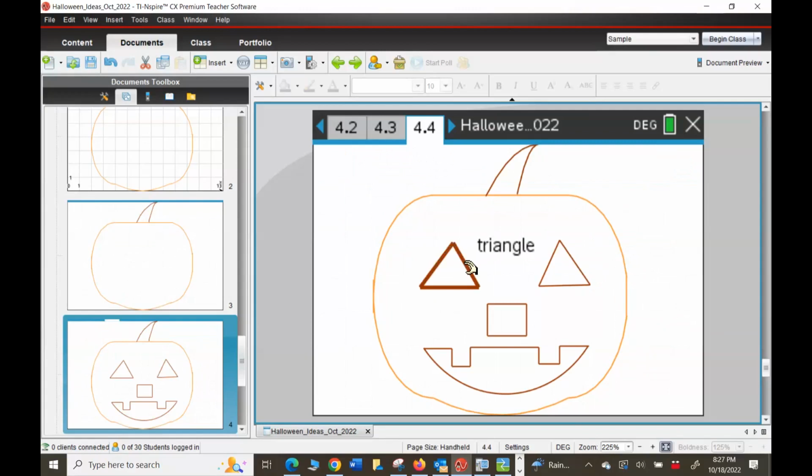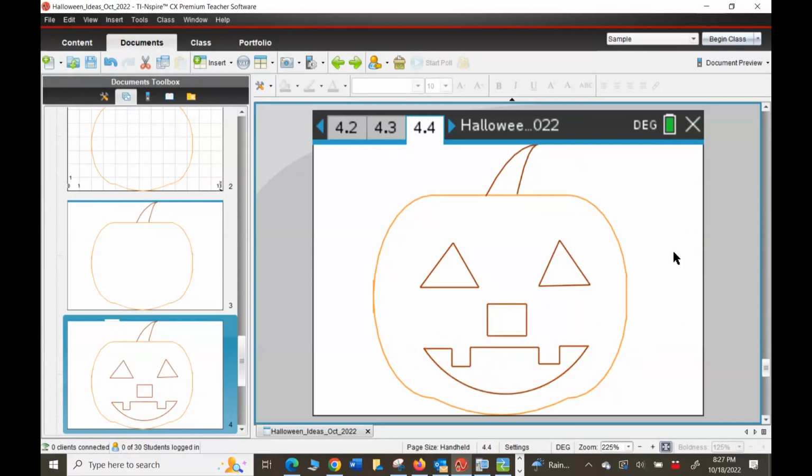So I drew this in with the triangle feature, and then I used the rectangle feature. And for here, I used just segments. And this, I used the circle arc feature where you pick 3 points for a circle to be drawn through. So I made a circle for the bottom of the mouth and then used segments to make this.